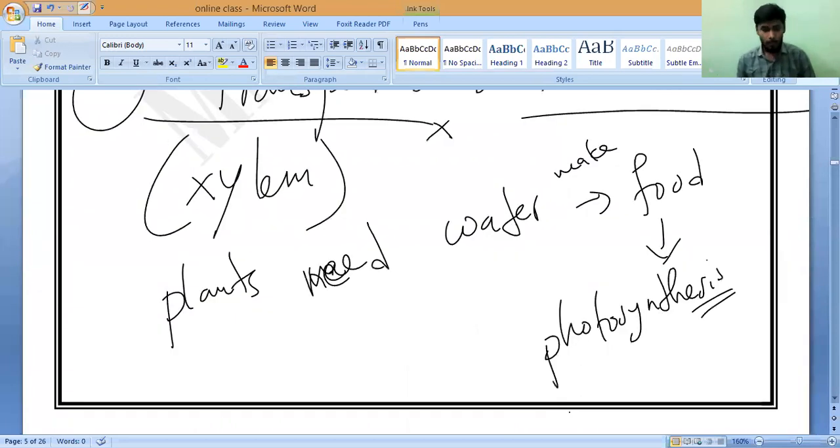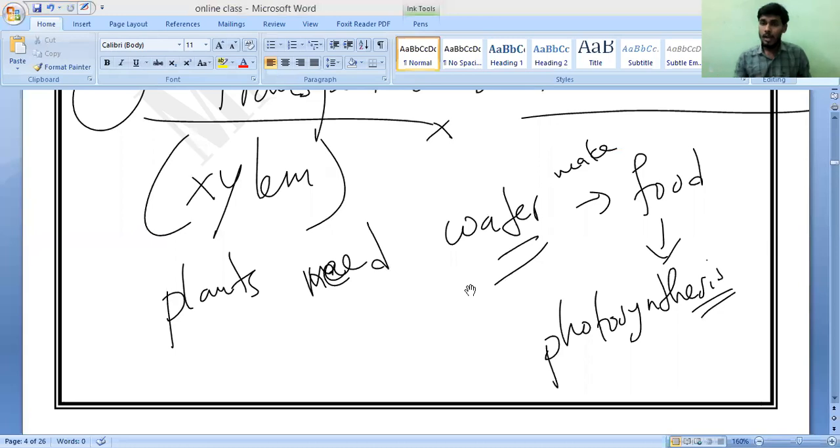Plants need water in order to make food by photosynthesis. Plants also need other mineral salts for various purposes. For example, they need proteins and some kind of NPK minerals for their growth and to improve their disease resistance, their immunity. Not only humans, the disease resistance power should be there for plants also.